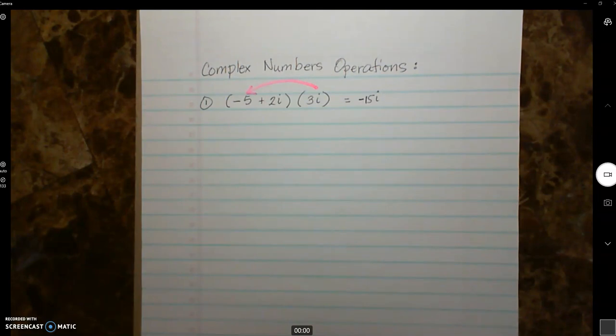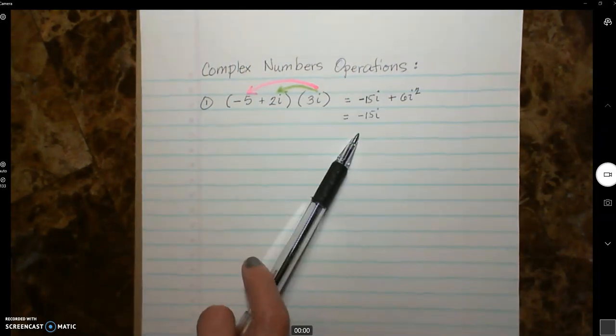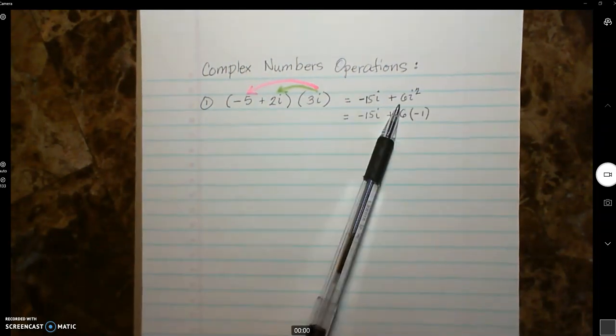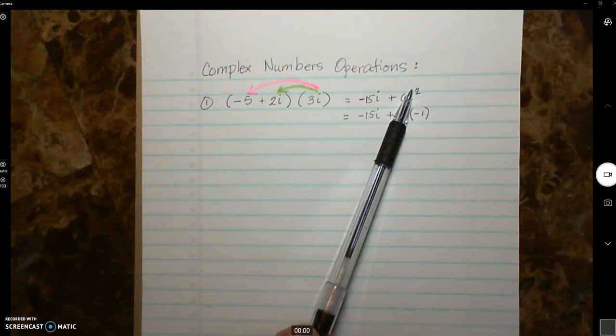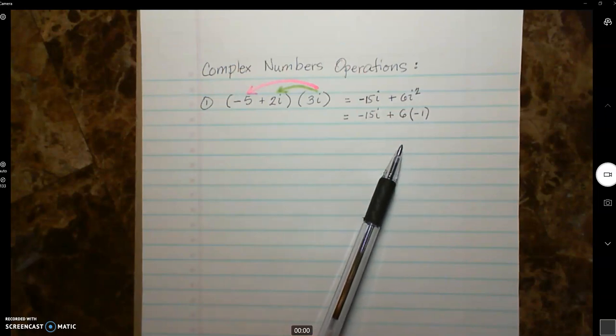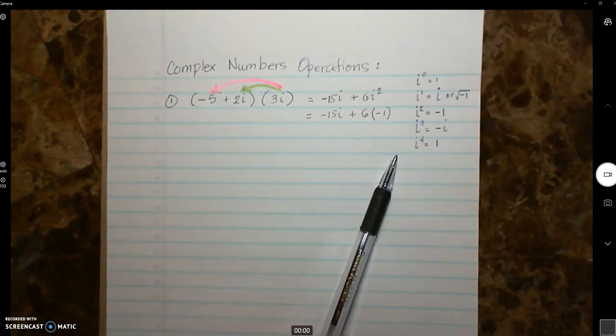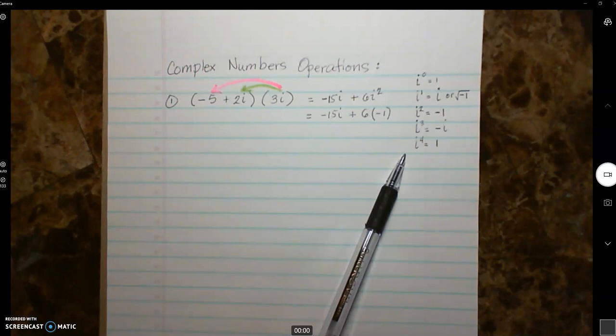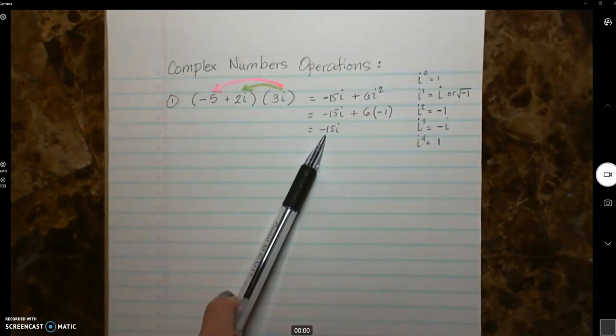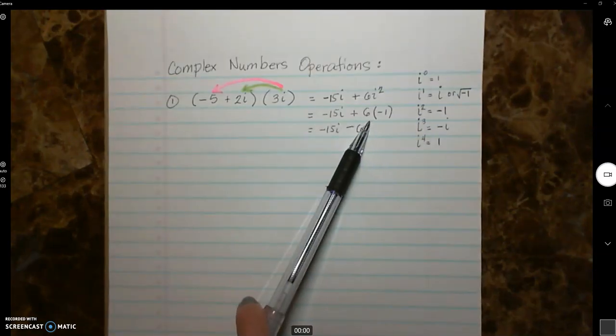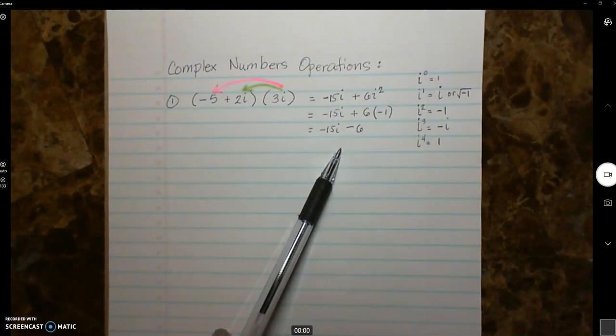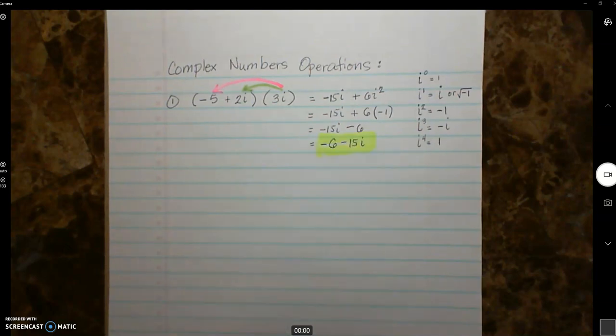3i times negative 5 is negative 15i. 3i times 2i is 6i squared. Copy down negative 15i. Copy down the 6, and then the i squared will have to be changed to a negative 1. Help us out with our operations. It would be good to put all these codes on the side of your paper. Copy this down. Positive 6 times negative 1 is just a negative 6, and that's the answer.